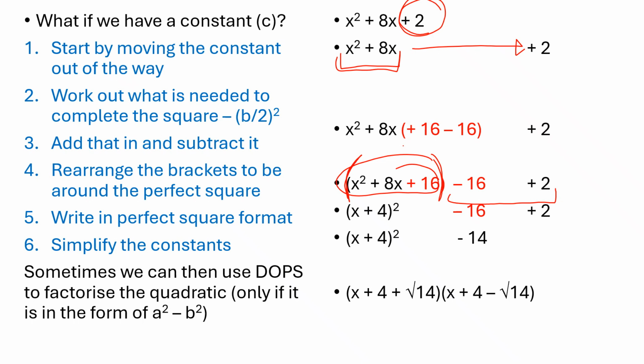If we wanted to, we could then use our difference of squares, a squared minus b squared, to factorise it. And this is a really useful tool. Let's practice that a bit.